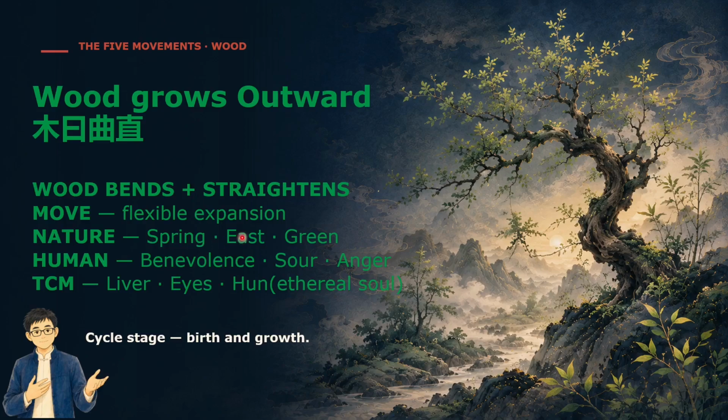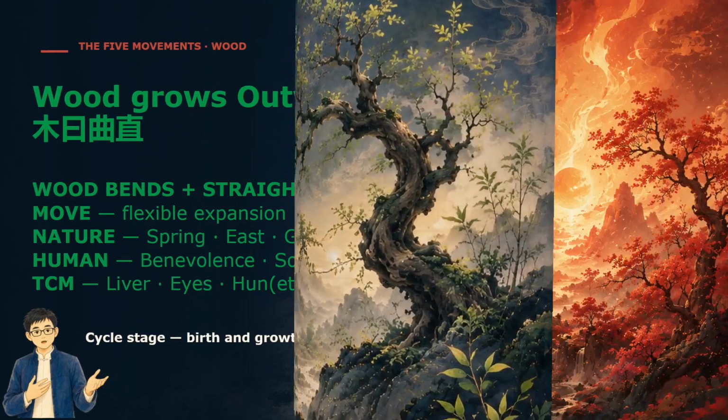Wood in the natural cycle is birth and growth, so it corresponds to spring, the east, the color green, and the virtue of benevolence. In the traditional Chinese medicine system, wood corresponds to the liver and gallbladder and relates to the eyes. Its flavor is sour. Its main emotion is anger. Its mental or spiritual aspect is Hun, the ethereal soul. So if someone gets angry very easily, it might suggest that he or she has liver issues.